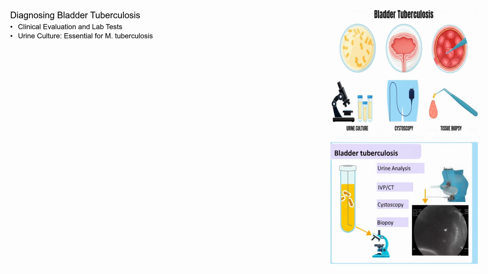Cystoscopy, a procedure where a small camera is inserted into the bladder, allows direct visualization of the bladder lining and enables biopsies to be taken for microscopic examination and culture. A tissue biopsy is often the gold standard for diagnosis, as it can confirm the presence of granulomas and acid-fast bacilli characteristic of tuberculosis.